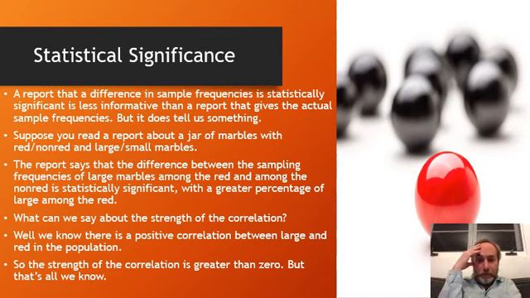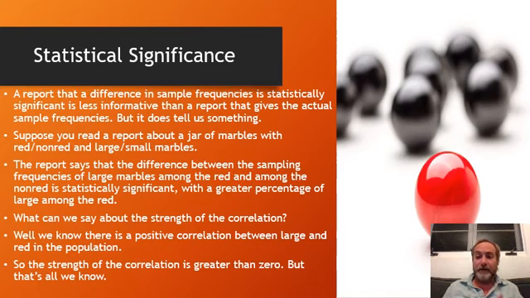Suppose you read a report about a jar of marbles. Somebody published a scientific article about a particular jar of marbles with some red, some non-red, some large, some small. Say the report says that the difference between the sample frequencies of large marbles among the red and among the non-red is statistically significant, with a greater percentage of large among the red. That's exactly what we did a little while ago. That's all they tell you.